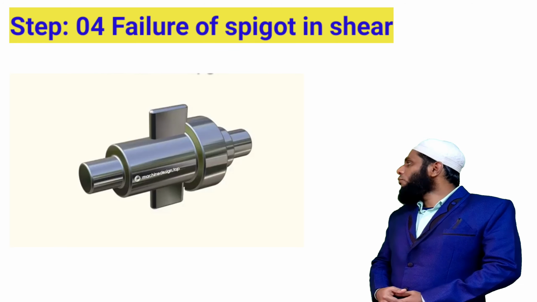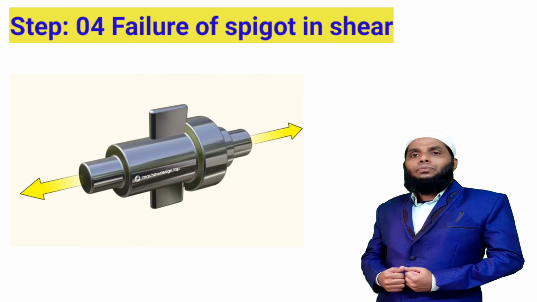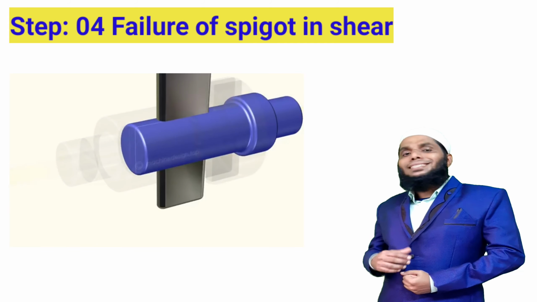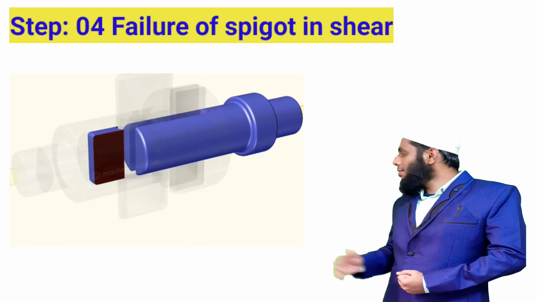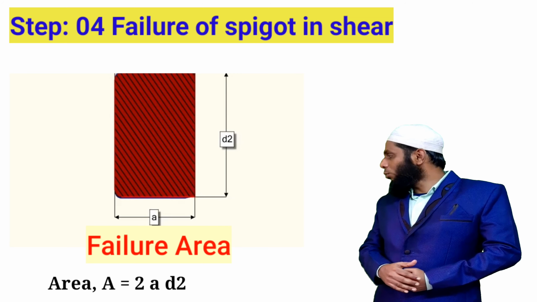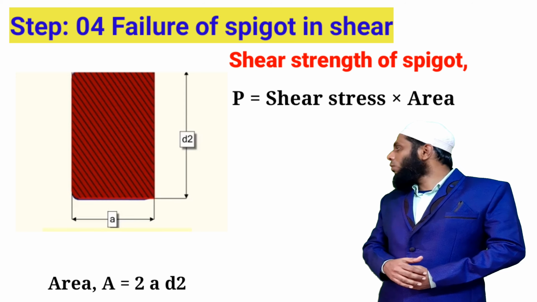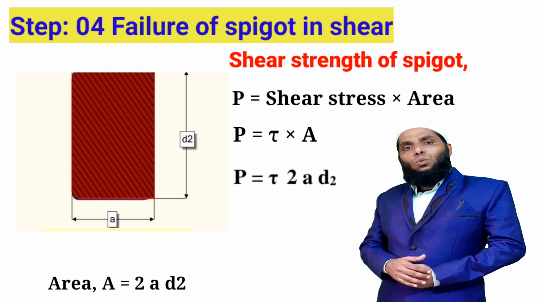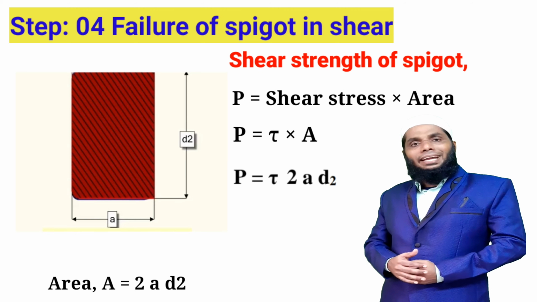Step number 4 is failure of spigot in shear. Because of tensile load P, the cotter will remove a piece of spigot, which means it shears off part of the spigot end. So you can see this area. So area is equal to 2A into d2. The shear strength equation for the spigot end is P equals tau into A. So P is equal to tau into 2A into d2. This is the strength equation for the spigot end in shear.